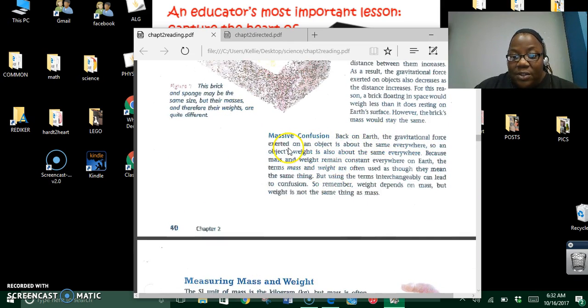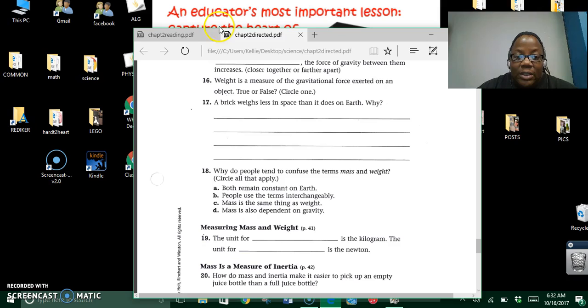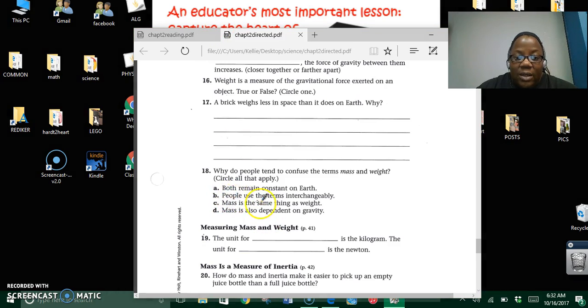Back on Earth, the gravitational force exerted on an object is about the same everywhere. So an object's weight is also about the same everywhere. Because mass and weight remain constant everywhere on Earth, the terms mass and weight are often used as though they mean the same thing. But using the terms interchangeably can lead to confusion. So remember, weight depends on mass. But weight is not the same thing as mass. Let's go back. Can we circle that last one? Mass is dependent on gravity. No, we cannot. So the ones we circled are the ones that are going to be it.